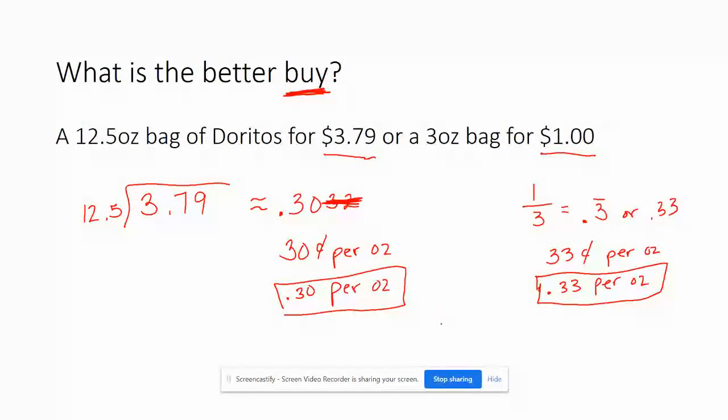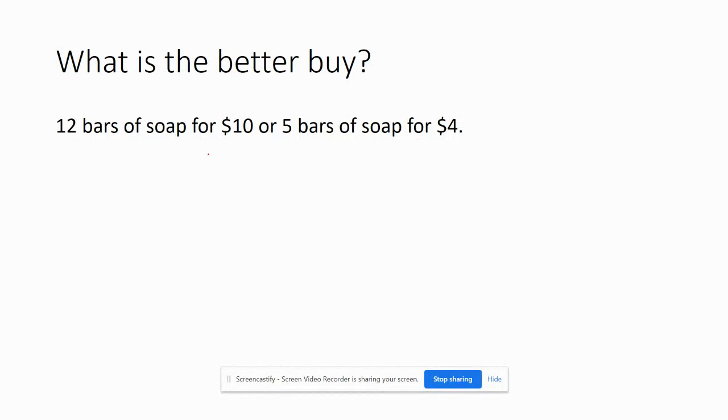All right. Let's do one more. What if I have 12 bars of soap for $10 or 5 bars of soap for $4? My goal here is to see how much 1 bar of soap costs in each of these situations. We're talking about 1 bar of soap because we're talking about unit rates. Remember, unit rate is the rate of one. So how much does 1 bar cost?